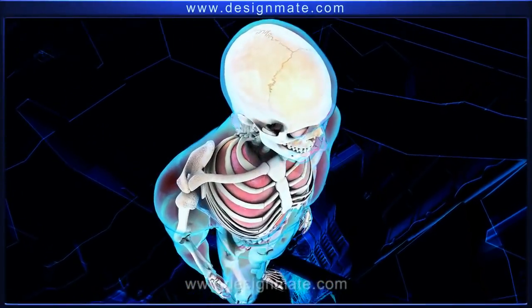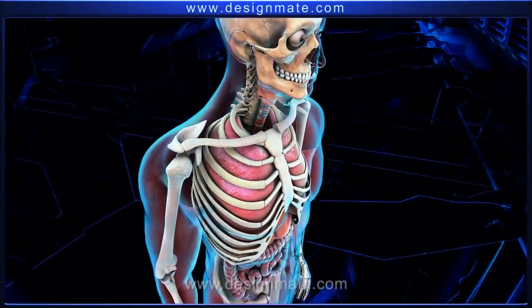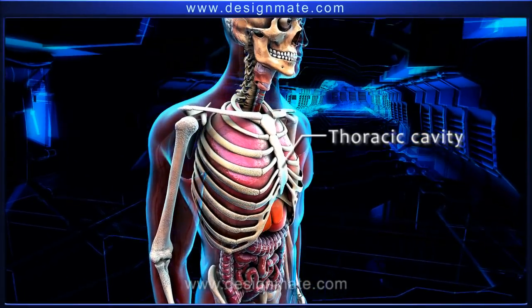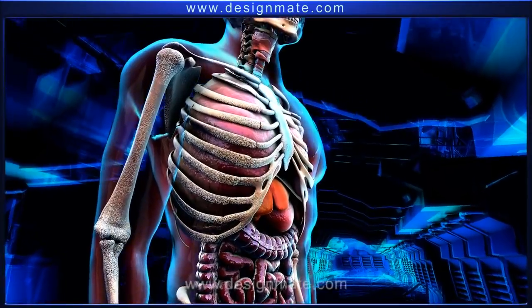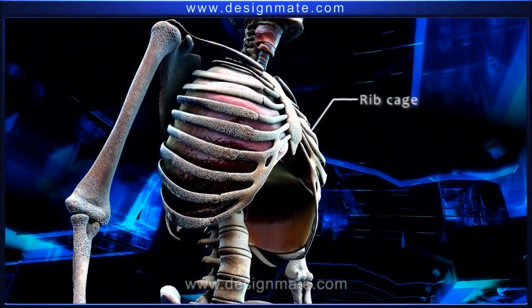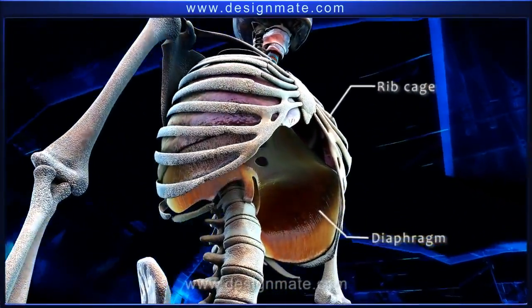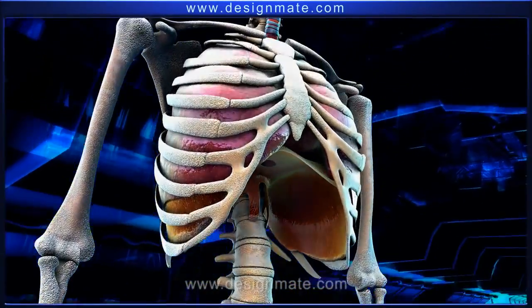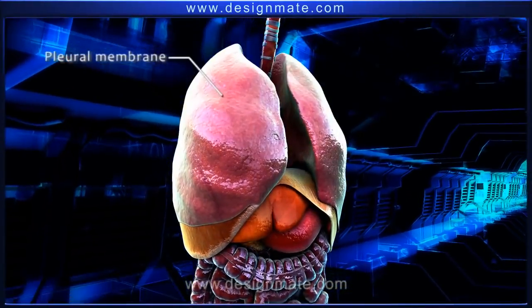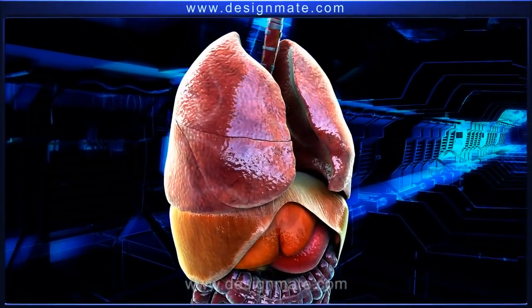in humans, the main organs responsible for respiration are present in the thoracic cavity. In the thorax region, the rib cage and a dome-shaped fibrous tissue known as the diaphragm are observed. Present within the rib cage are the pleural membranes which enclose the lungs.